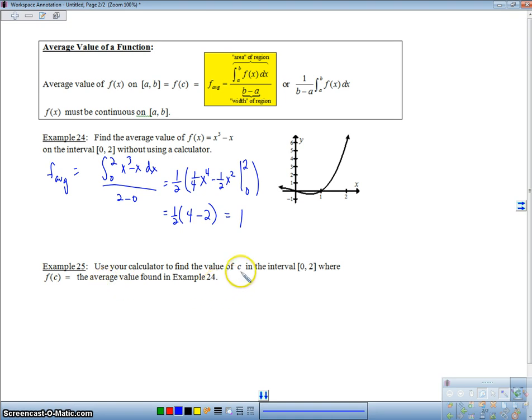Let's use our calculator now to find c such that in the interval 0 to 2, f of c is equal to the average value. So f of c is equal to c cubed minus c, and that's going to be equal to 1. So I'm going to convert this to c cubed minus c minus 1 equals 0, so I can convert it into a polynomial. I'm going to solve this polynomial in my calculator, and I'm going to use a TI Nspire to do this.